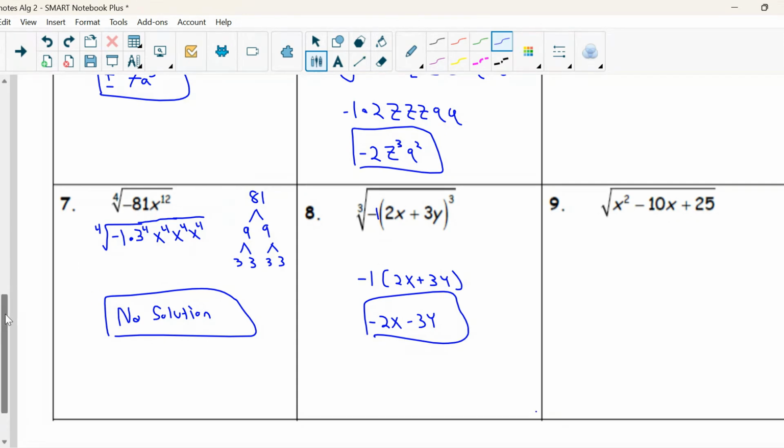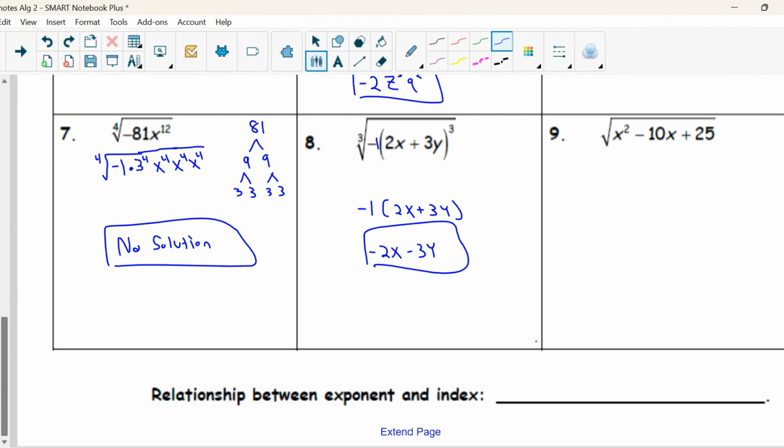Okay, there is a little box to the bottom here. Relationships between exponents and index. If you haven't caught on by now, the relationship is just dividing the exponents by the index. Essentially what we're doing here, 3 divided by 3.